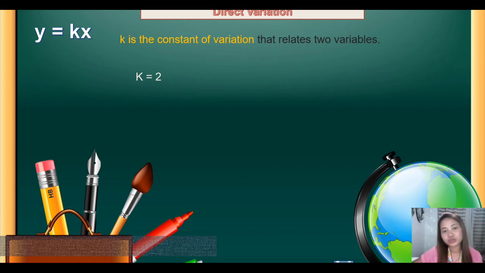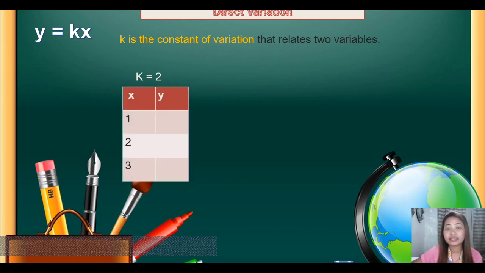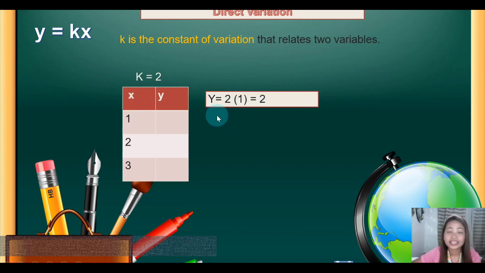So all we have to do is to represent the values of x and y in the form of a table. Since the value of x is already given, we're going to find the value of y by using the formula. Our given is the value of k, which is 2, and the value of x. So in our solution, y is equal to 2 times 1, which is equal to 2. Next, number 2: y is equal to 2 times 2 is equal to 4.